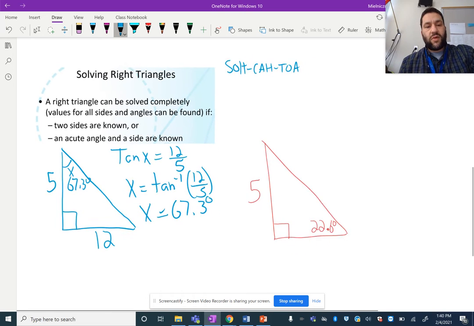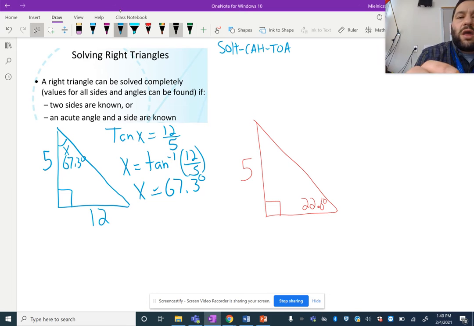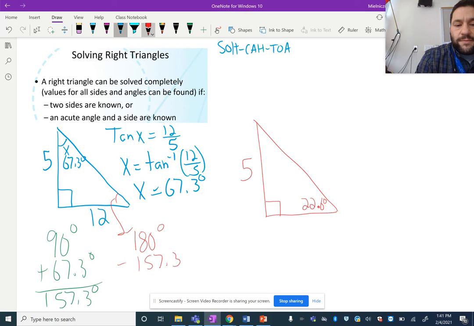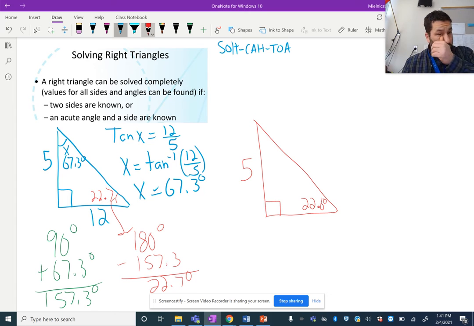From there, for the rest of the problem, we don't necessarily need trig. We know that a triangle adds up to 180 degrees. So far we have 90 degrees and 67.3 degrees for a total of how many? For a total of 157.3 degrees. Well, if we want to find the missing angle, which I'm going to put in red, all we have to do is 180 degrees minus the 157.3 to get an answer of 22.7 degrees. So we can say that this is 22.7 degrees.